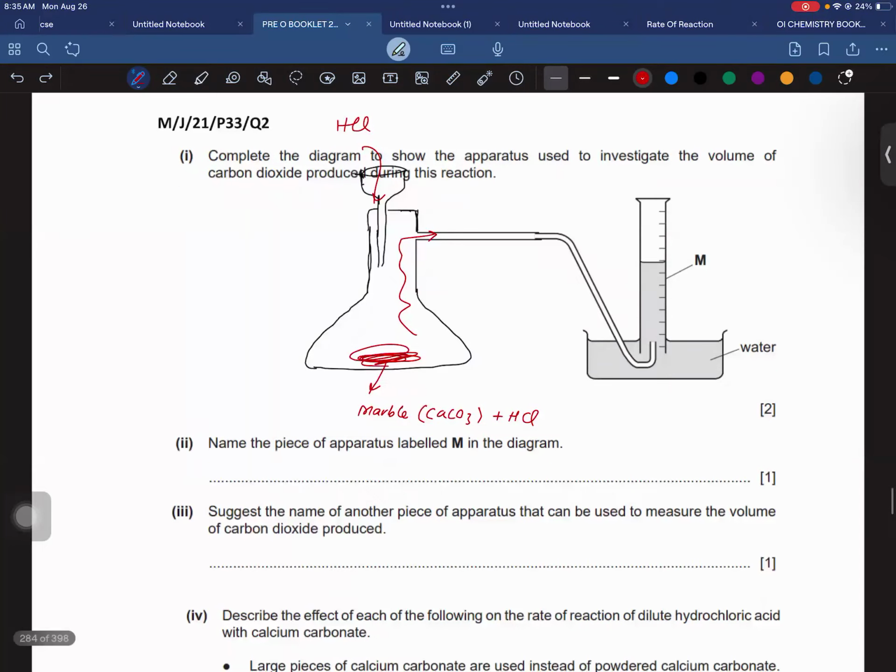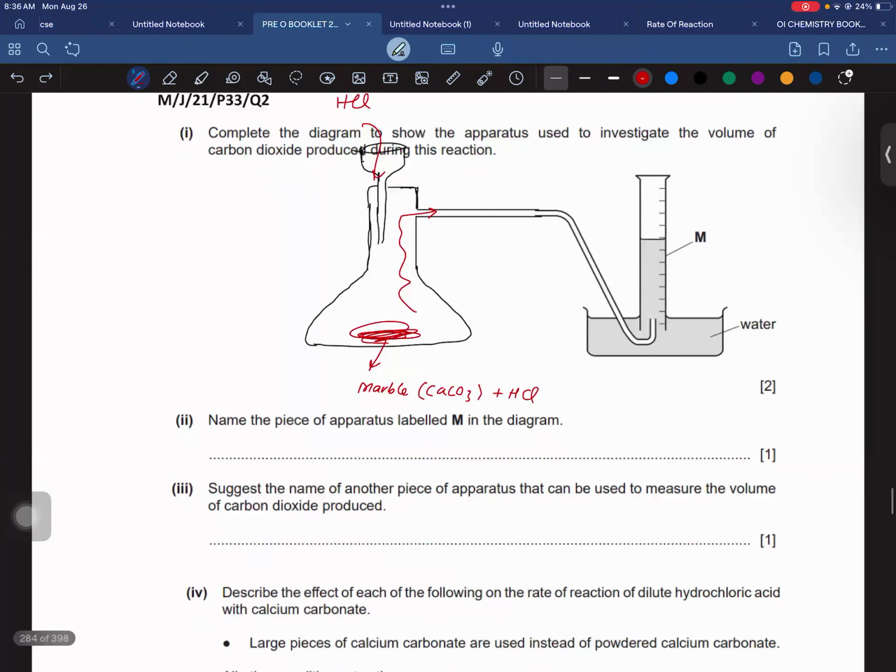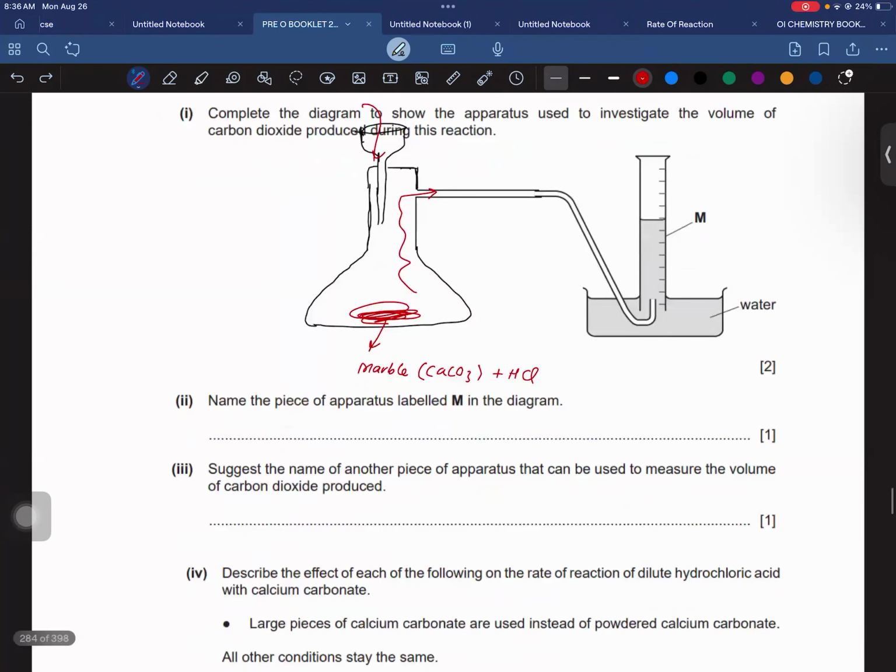Name the piece of apparatus labeled M in the diagram. Sir, measuring cylinder. Exactly. This is a measuring cylinder, right? This is a measuring cylinder.